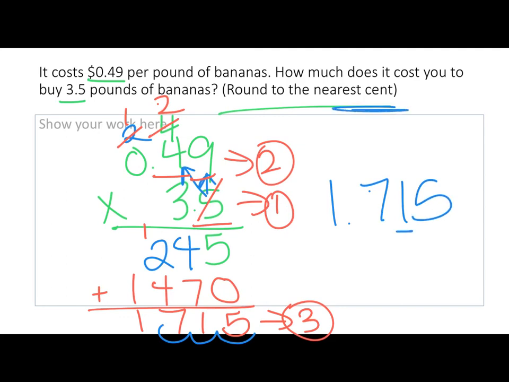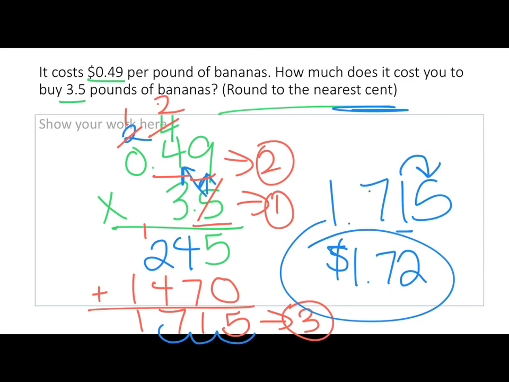Okay, so cent is the 1. We're going to look at the 5, and it's 5 or more. Raise the score, so it's going to tell me to raise it up. $1.72. Don't forget your dollar sign.